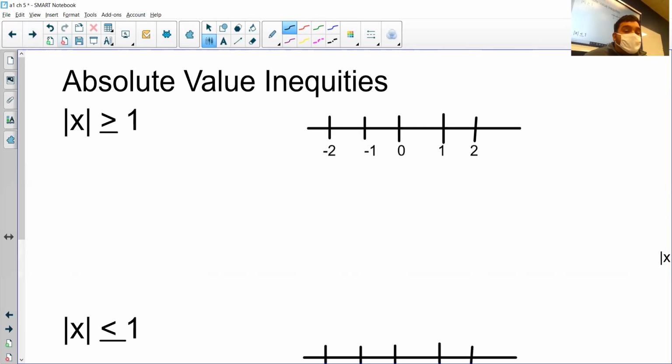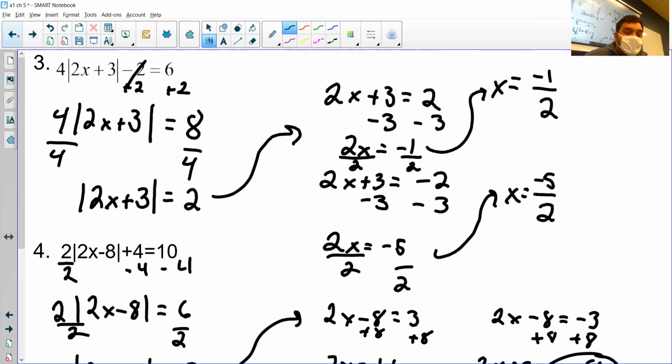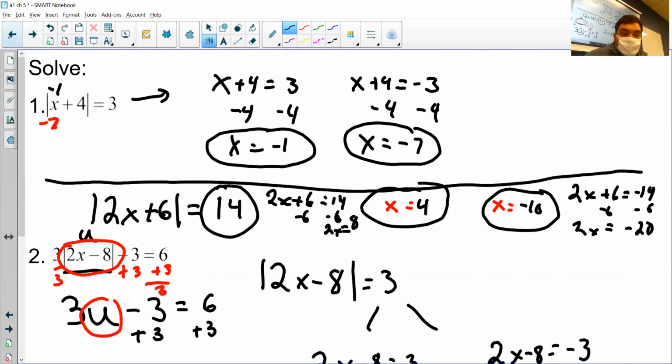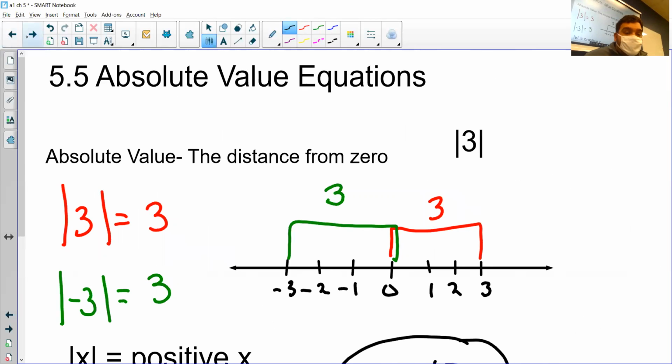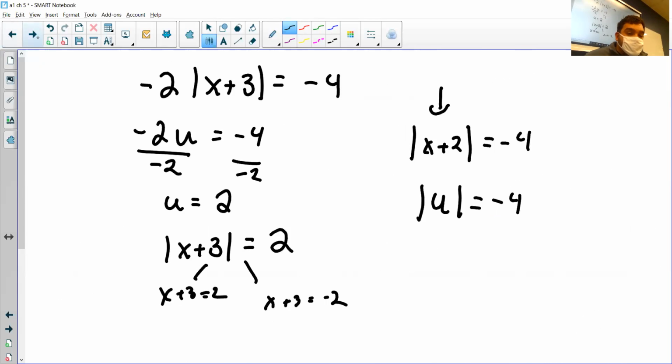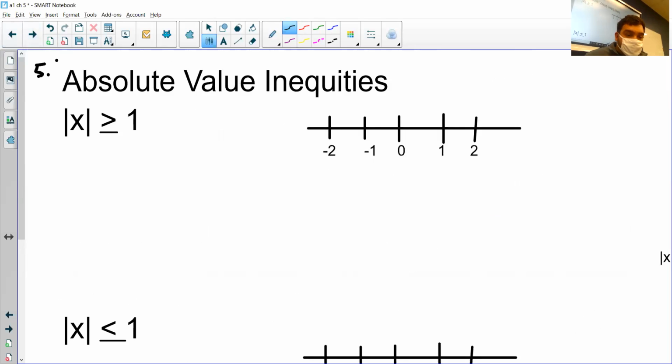All right. Today we're doing what section is this? 5.6. You're right, my bad. 5.6. I have to say, when you write 5.6, oh my god, so much studying for the test. Yeah, 5.6, absolute value inequalities.